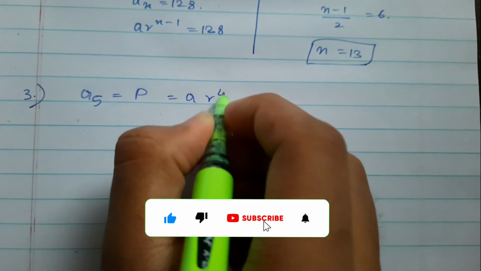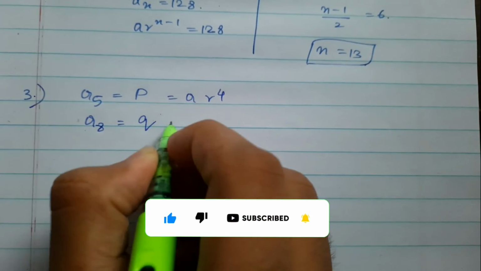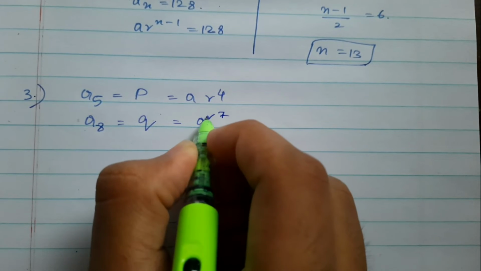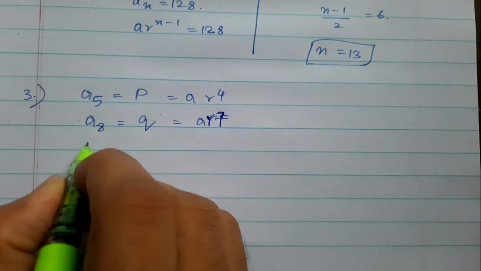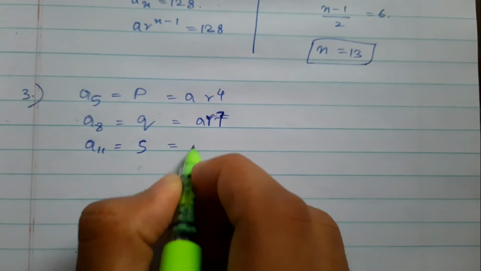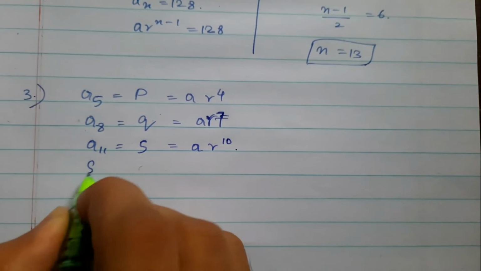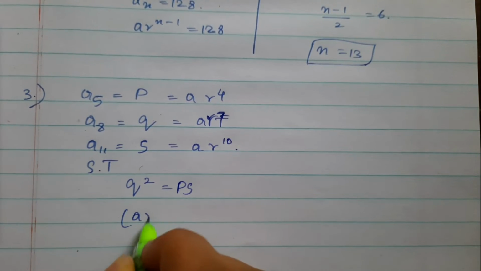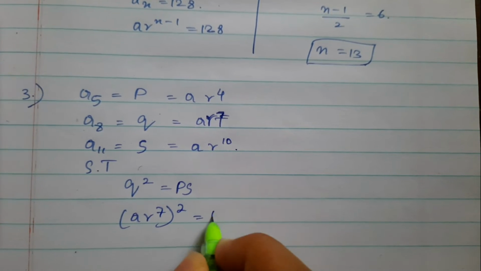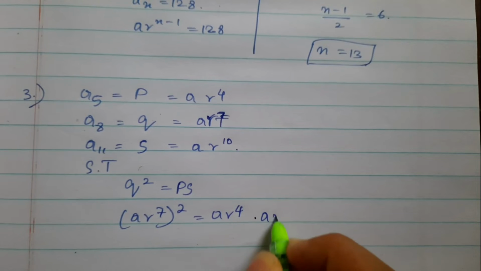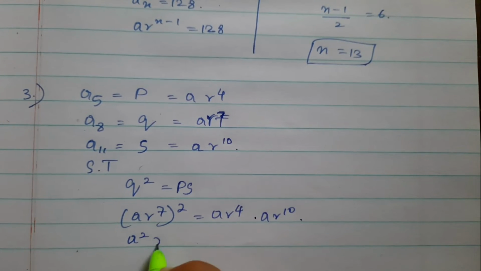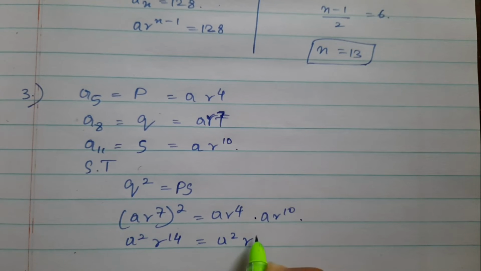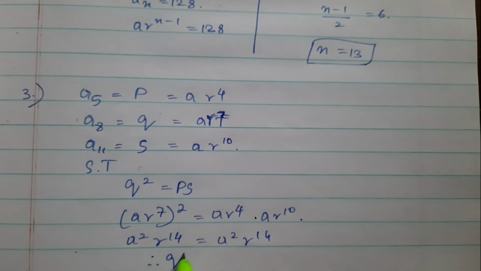Next question number 3. A5 equal to P, AR power 4. A8 equal to Q, that is AR power 7. Therefore A11 equal to S, that is AR power 10. Show that Q square equal to PS. AR power 7 whole square equal to AR power 4 multiplied with AR power 10. So A square R power 14 equal to A square R power 14. Therefore Q square equal to PS. Proved.